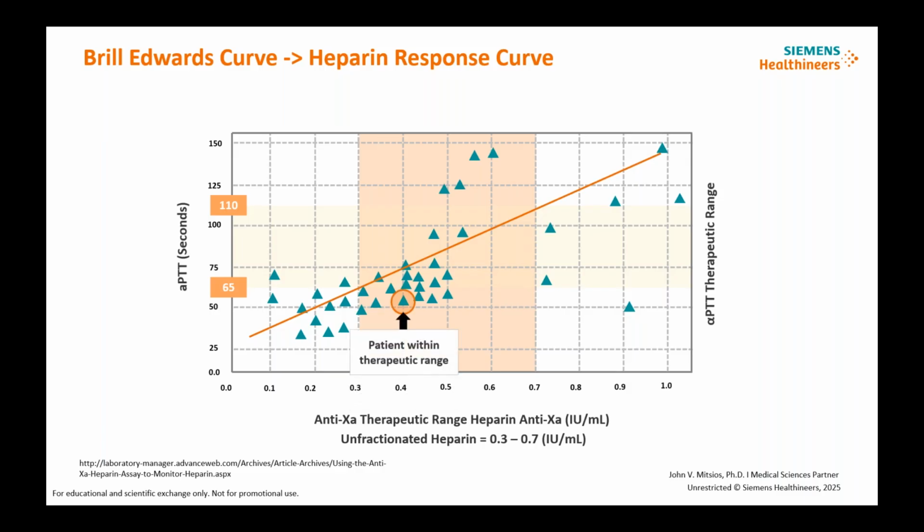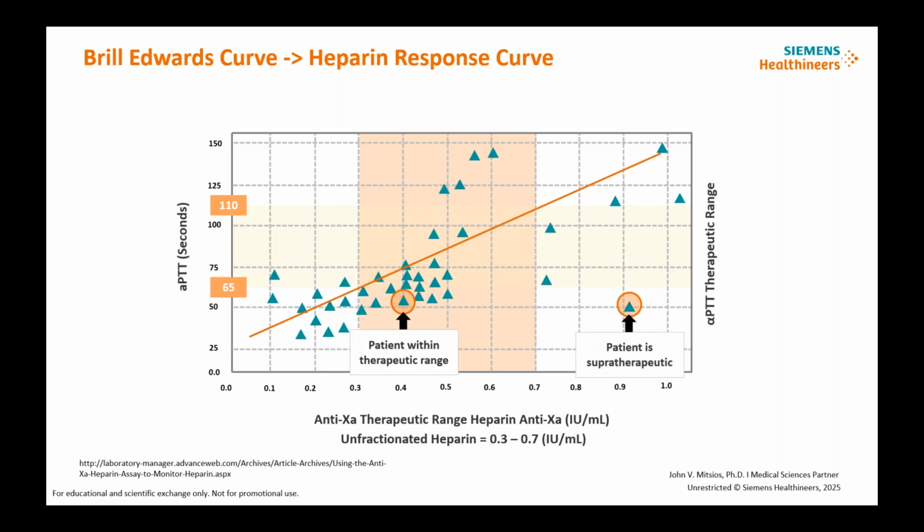In this particular example, the patient would be considered within the therapeutic range, right? Because it is in the middle, well within that therapeutic window of 0.3 to 0.7. But if I'm using the APTT, it would actually be considered subtherapeutic. So then it becomes a clinical challenge for the physician. Do I increase the dose, or do I keep the dose as is because my patient is in that therapeutic range?